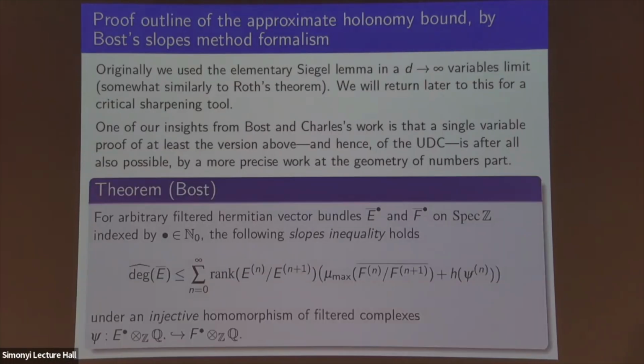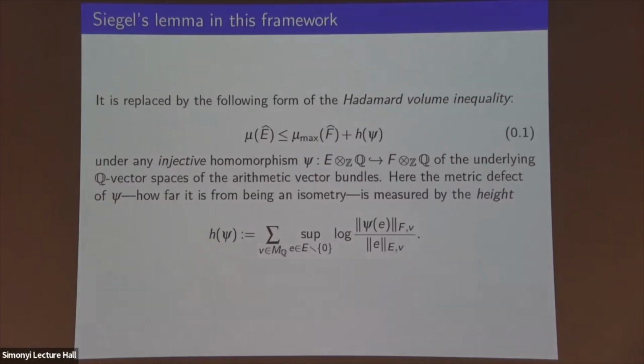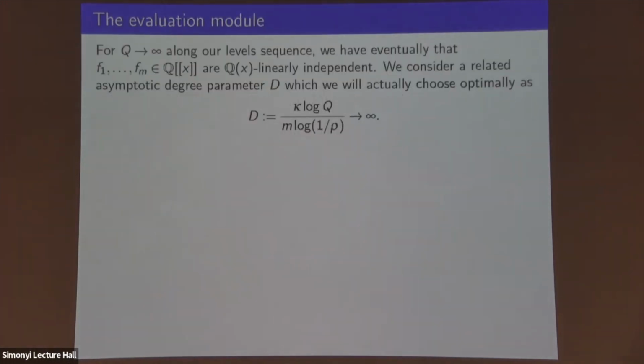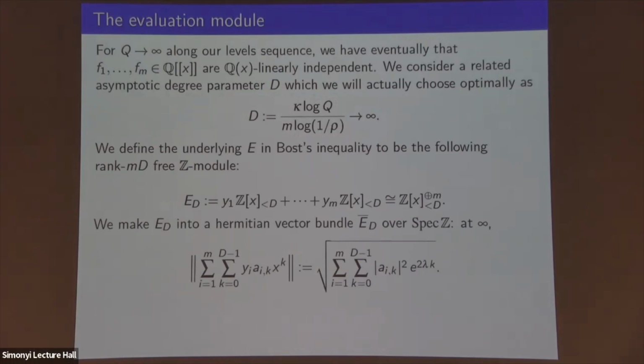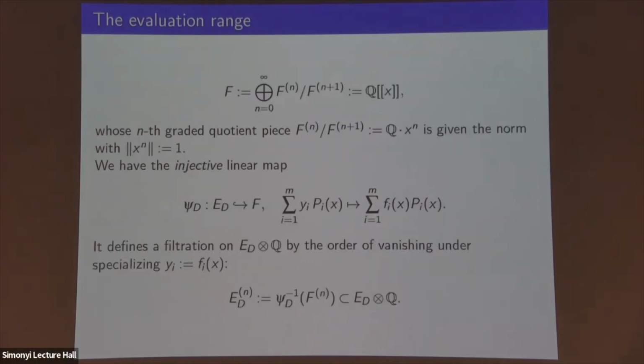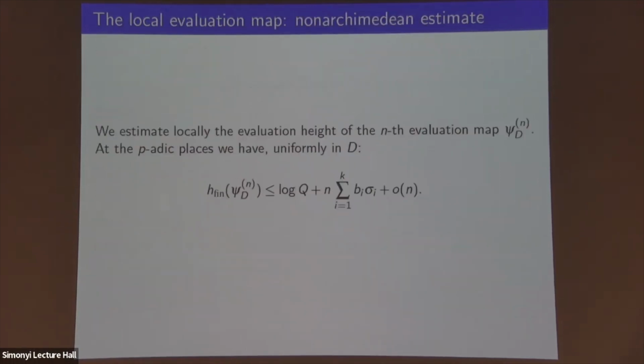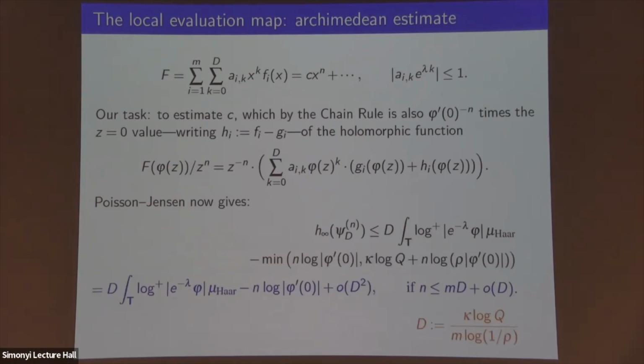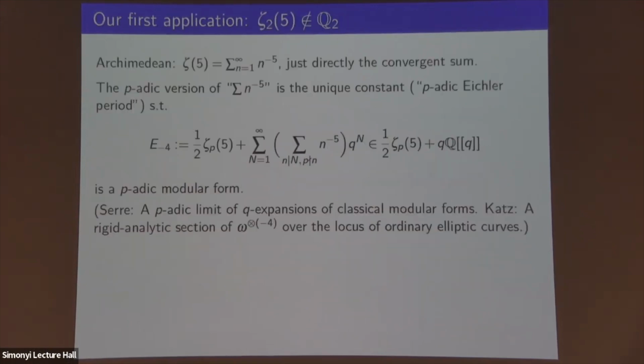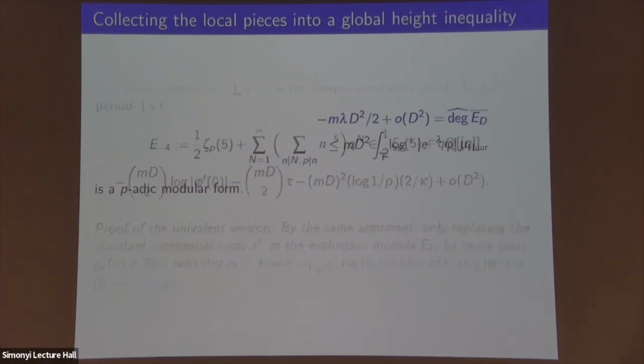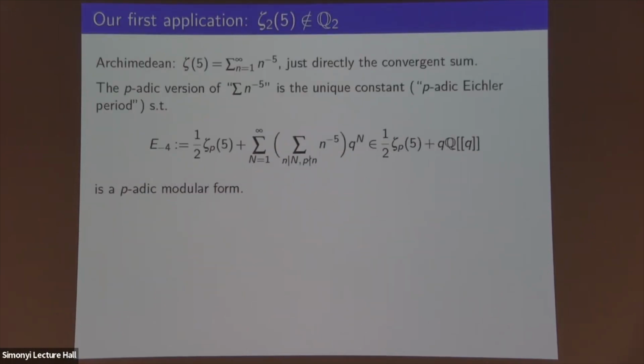Okay, and then I have the proof outlined by the Bost-Slopes method, but let me conclude with showing one application finally, to irrationality. So everything is in the following spirit. I hope this will be some illustration of the game that we're trying to play against those holonomic bounds.